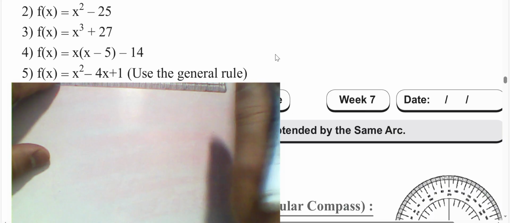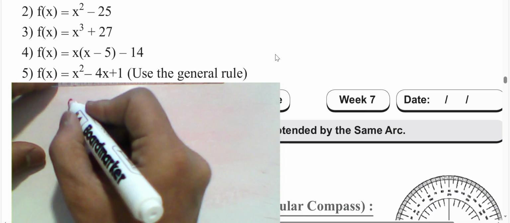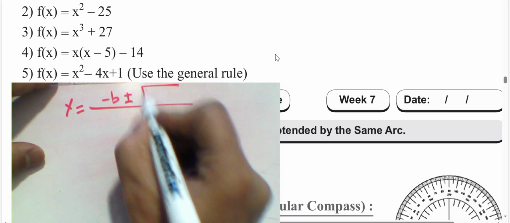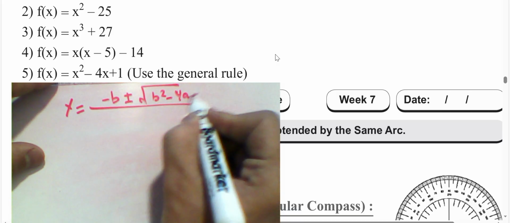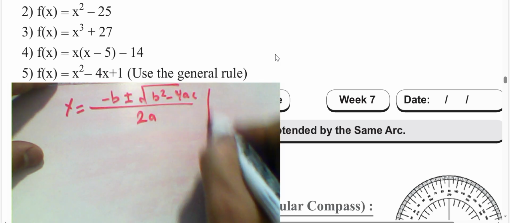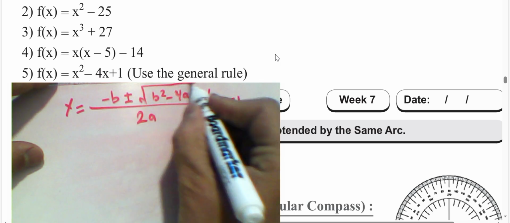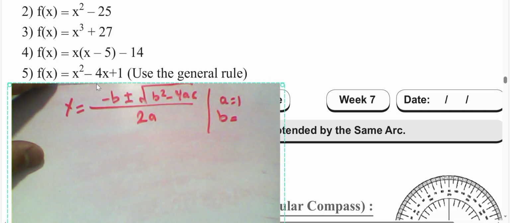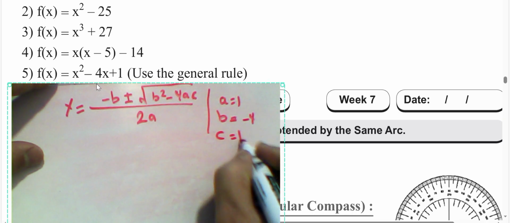Also, we can use the general rule. The general rule tells us x equals negative b, positive or negative square root of b power 2 subtract 4ac, over 2a. We can find the coefficients of x power 2 here: a will be 1, and b is negative 4, and c will be 1.